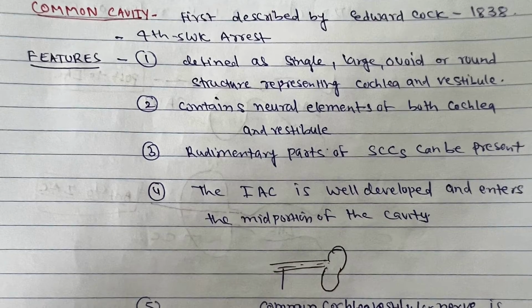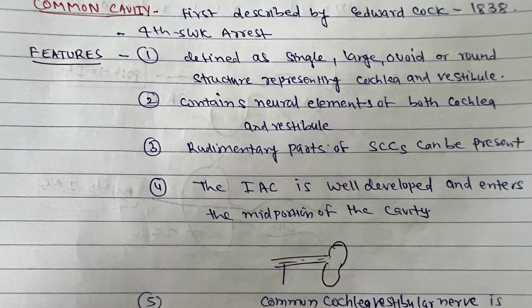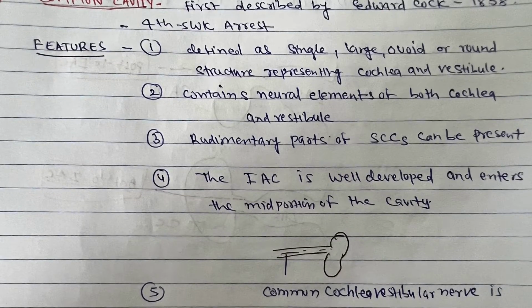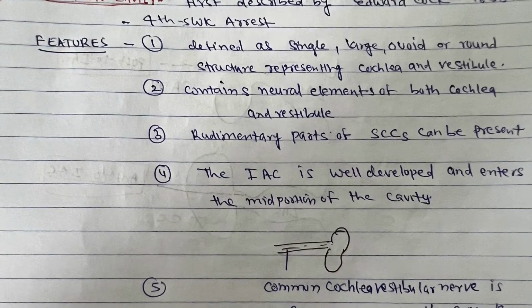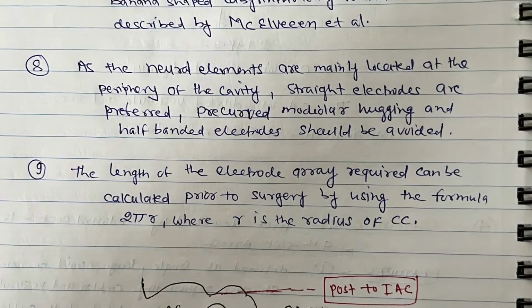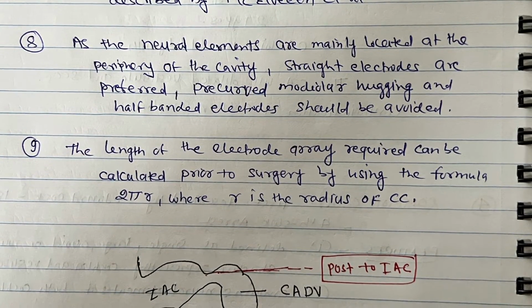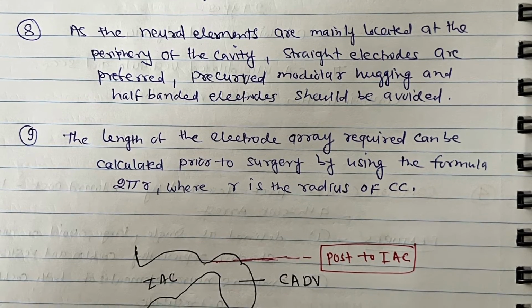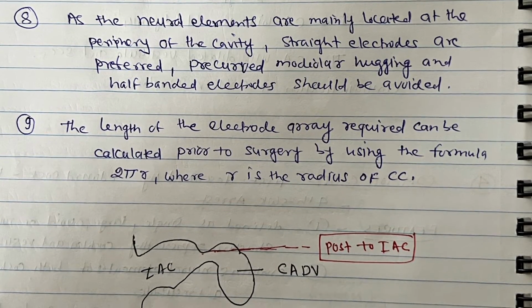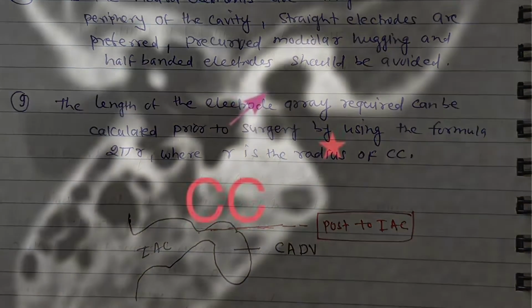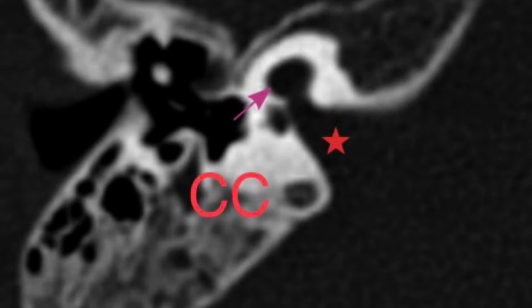Now, common cavity. It was first described by Edward Koch in 1838. It is defined as a single large ovate or round structure representing the cochlea, containing neural elements of both cochlea and vestibule as a common cochleovestibular nerve, and the internal auditory canal is well developed and enters in the mid portion of this cavity. And you can do cochlear implantation in it.